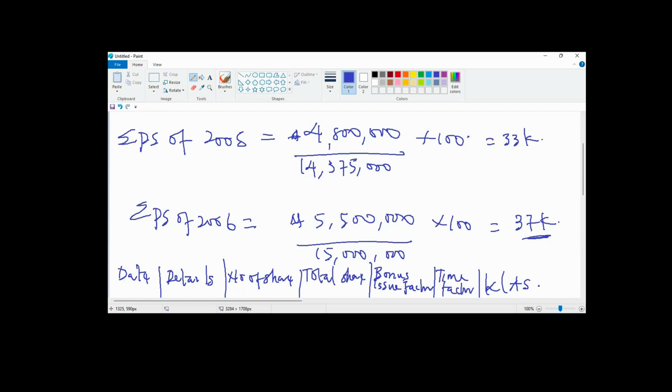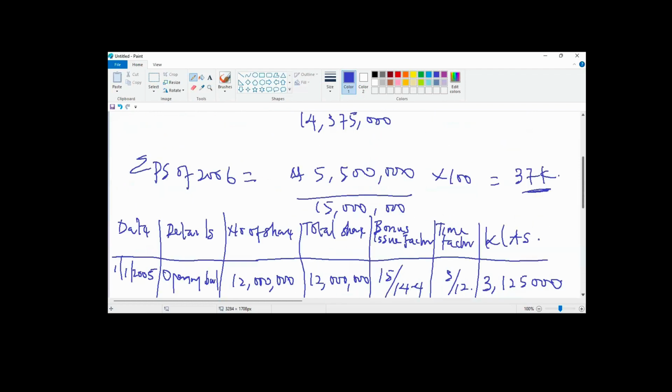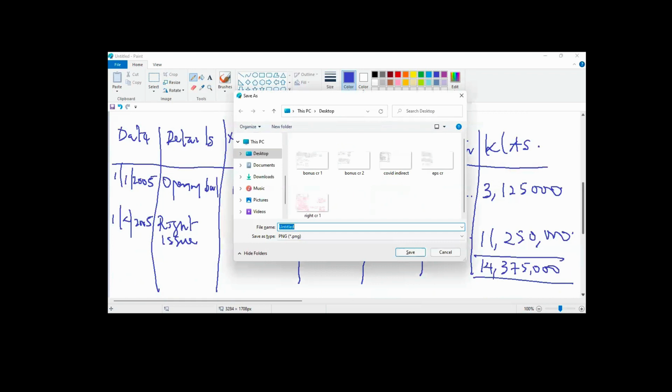Any question with this? Any question? Is it possible to have more than one right issue or one bonus issue in a year? Yes.